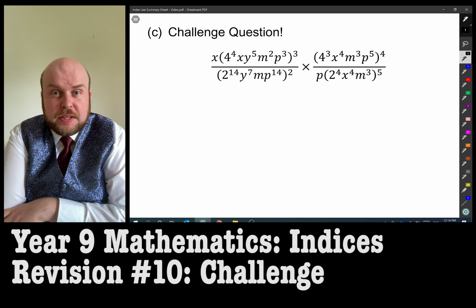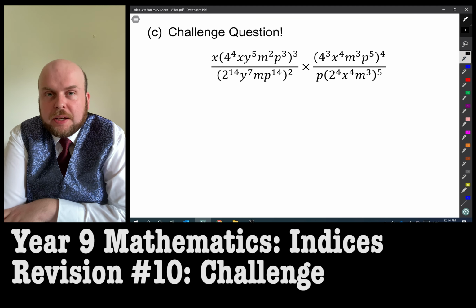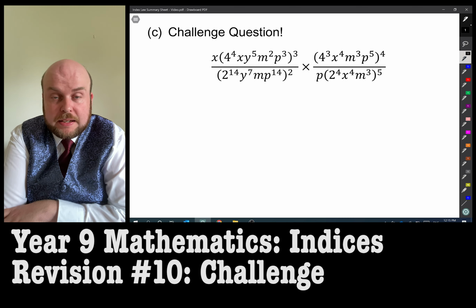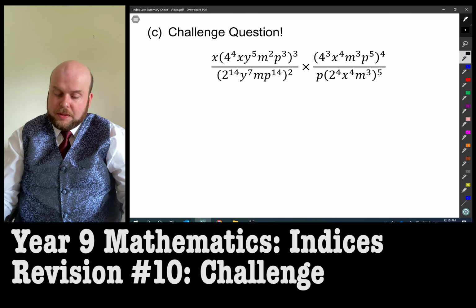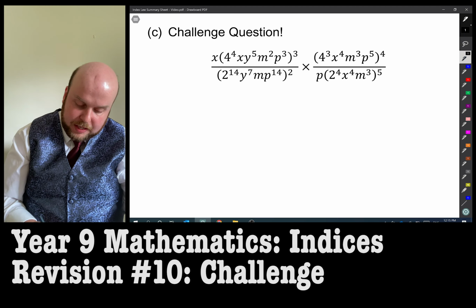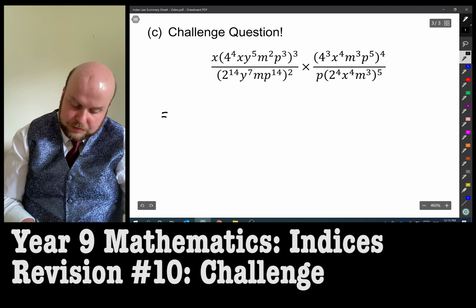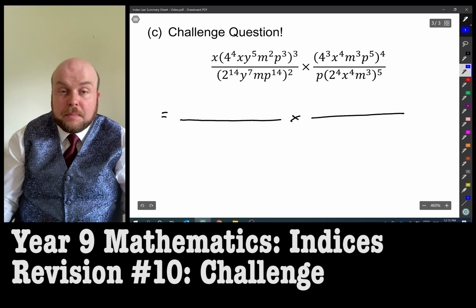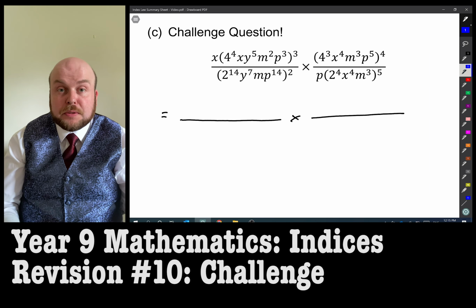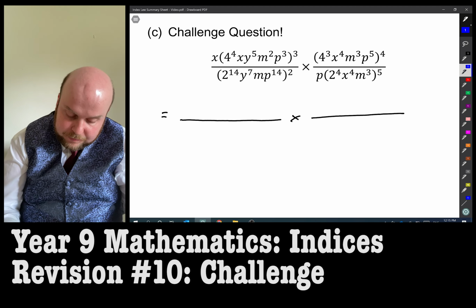A challenge question. This one is a very, very difficult challenge. For this one, it would be sensible to make sure you have all of the numbers in the same index, and to simply take one thing at a time. Here, I'm going to start with fixing up all of the numbers, because I've got 4s and I've got 2s. I must also expand the brackets accordingly.